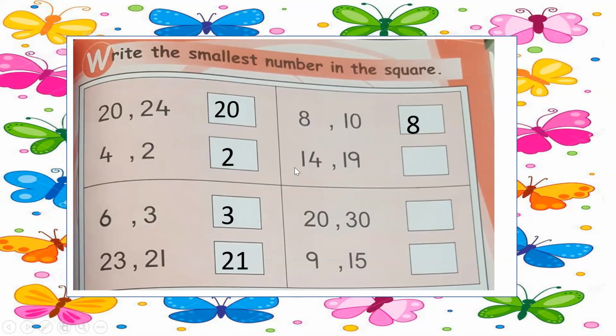Now, can you tell me 19 or 14? I just could not choose between these. I think the number 19 is, yes, the bigger one. And the number 14 is the smallest one. And we are supposed to write the smallest, isn't it?